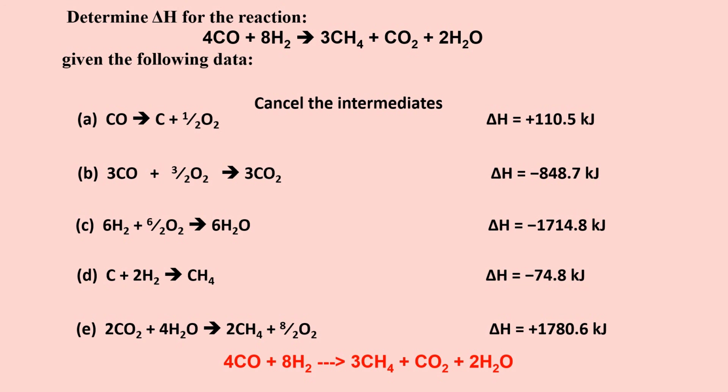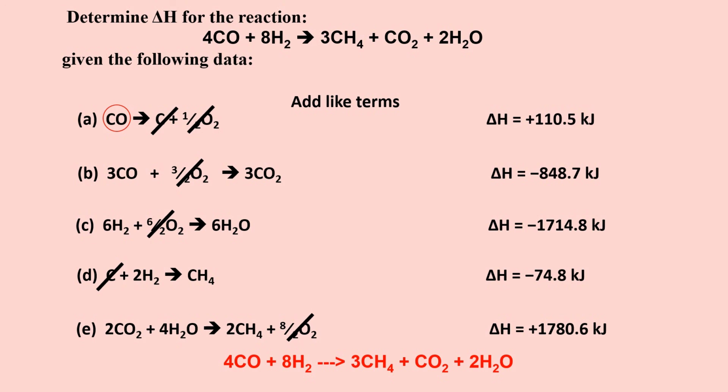Now we must cancel the intermediates and add like terms. Let's begin by canceling the intermediates. Carbon cancels in equation A and D. 1/2 mole of O2 plus 8/2 moles of O2 is equal to 9/2 moles of O2. 3/2 moles of O2 and 6/2 moles of O2 is equal to 9/2 moles of O2. So the O2 will cancel.